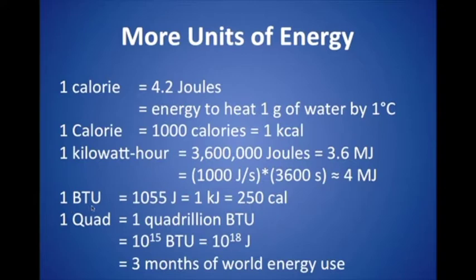A British thermal unit, BTU, is a little over 1,000 joules, which is about 250 physical calories. A quad is a quadrillion BTU. This is used in economic analysis. So it's 10 to the 15th BTU, or 10 to the 18th joules.